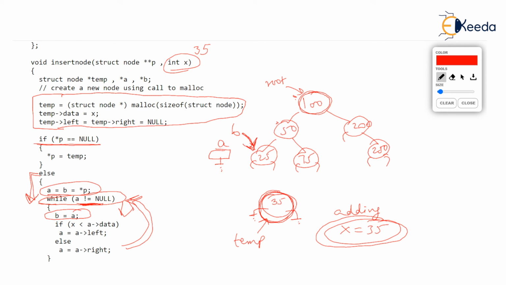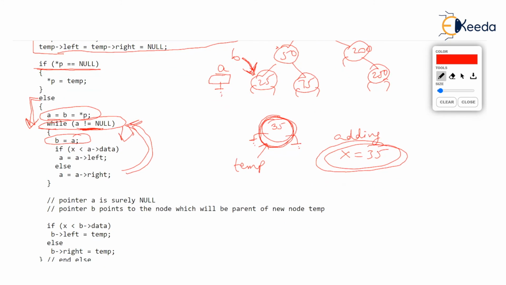So for doing that, after the while, we again inquire, is the new value 35 less than b arrow data? Now b arrow data is 25. Observe b arrow data in the picture is 25. And 35 less than 25 is false. So it means that 35, the new node, should be added to the right of b. So the statement b arrow right equal to temp will get executed. Now b arrow right exactly means 25's right should point wherever temp points. And look at this, right child of 25 is 35 now. This is how the insertion goes on.